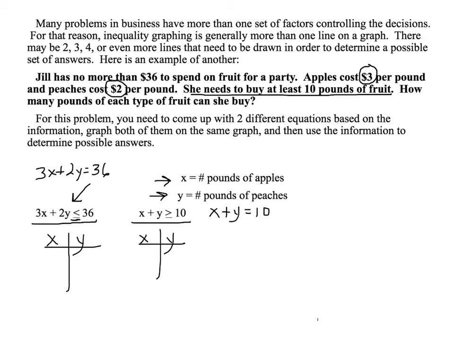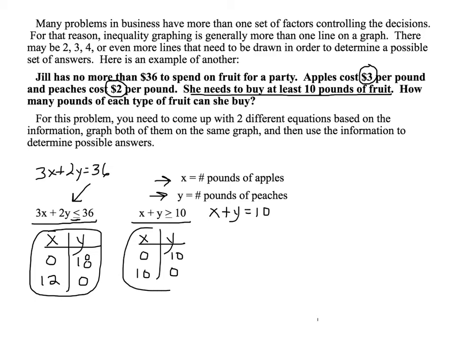When I do this first one, 3x plus 2y is equal to 36. If x is equal to 0, that would mean y would be equal to 18. And if y is equal to 0, that means x would be equal to 12. So I want to graph a line that uses those 2 points. Then for my other one, once again, if x is equal to 0, y is equal to 10. If y is equal to 0, x is equal to 10. And I want to graph another line using those points, so that then I can start to make my determination of what combinations will work for both of these.